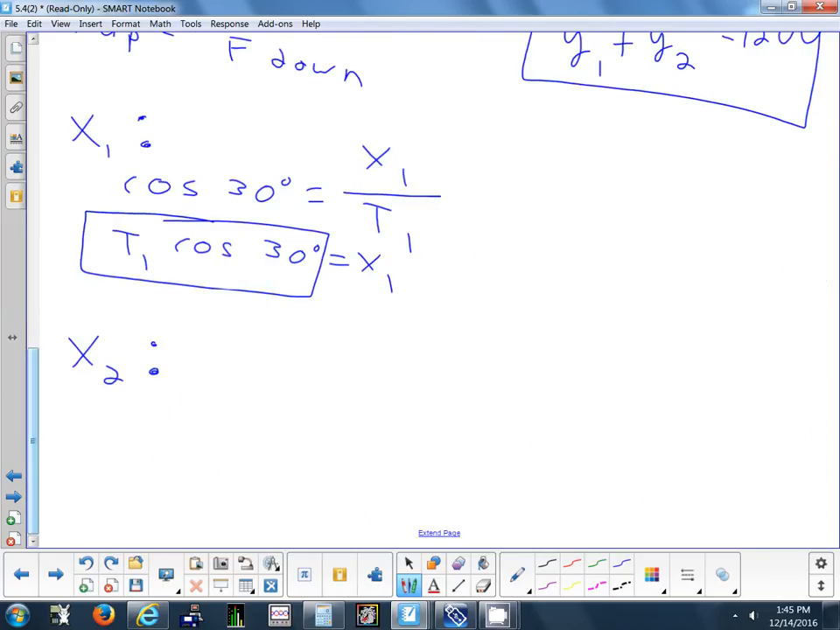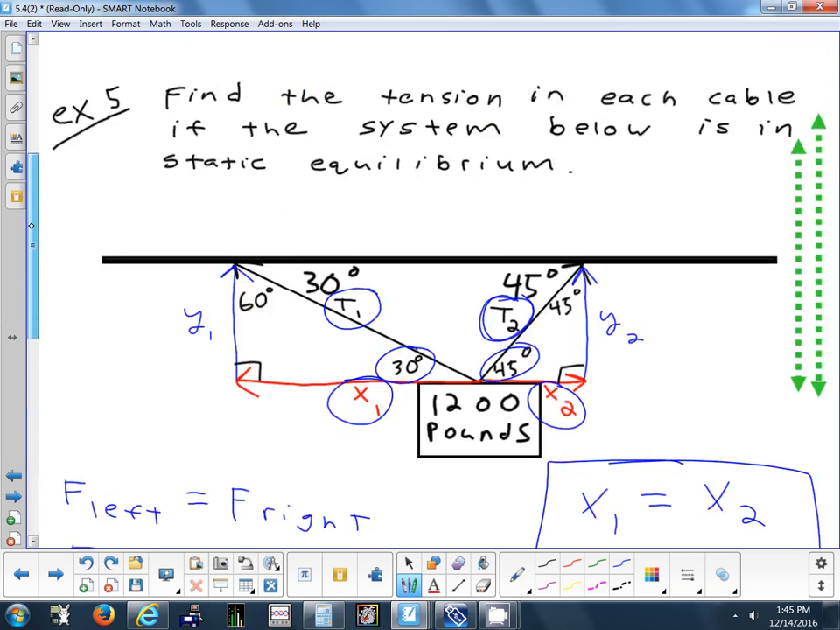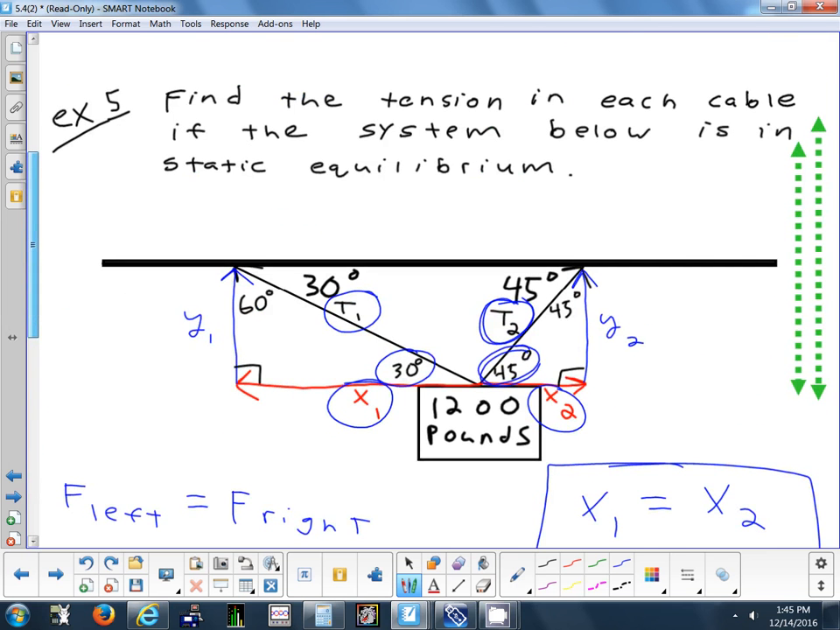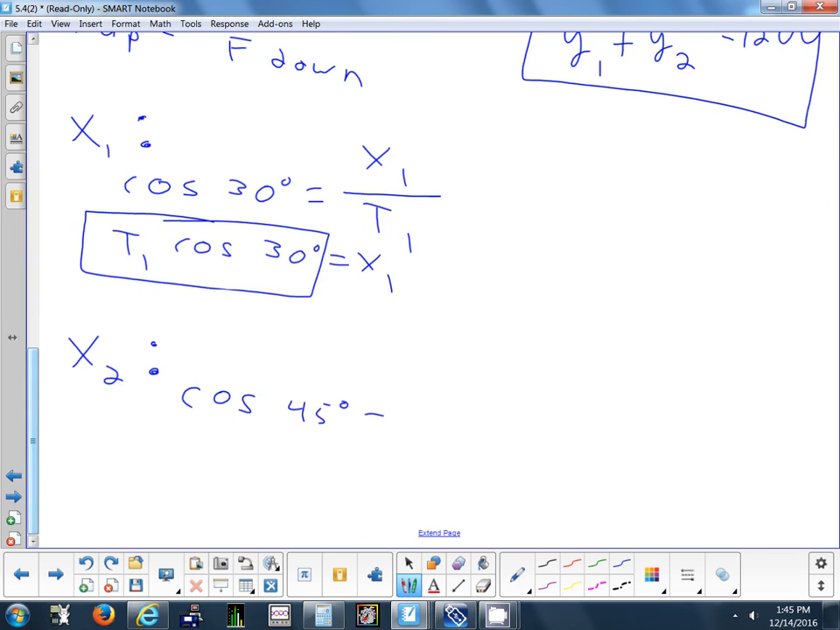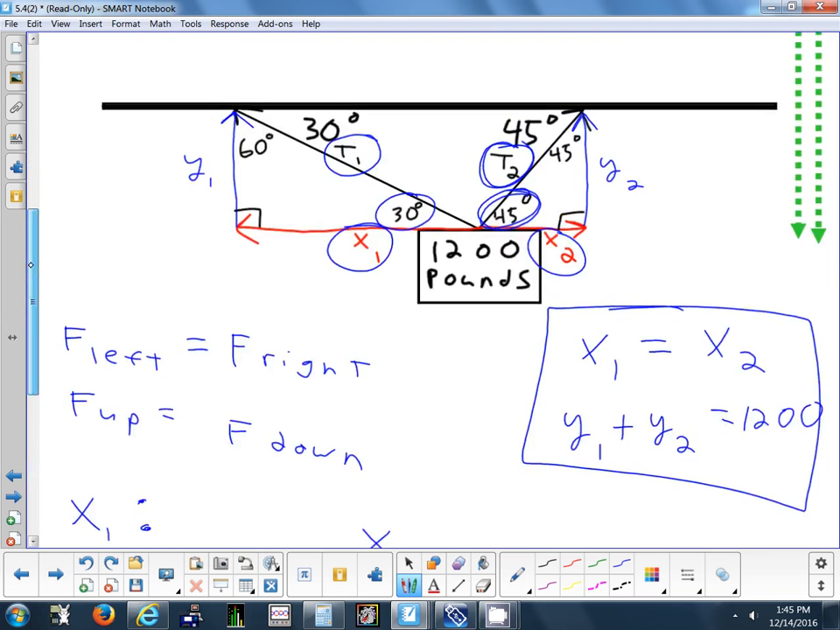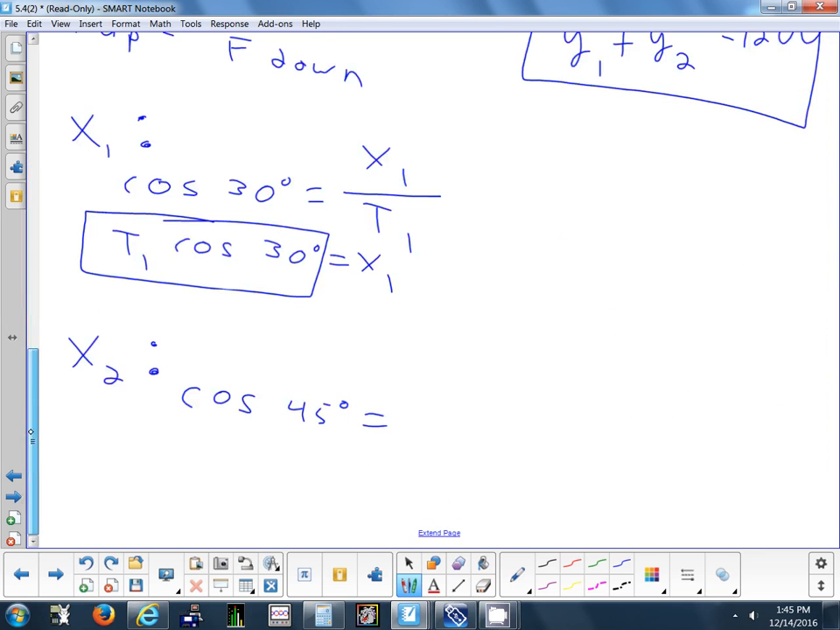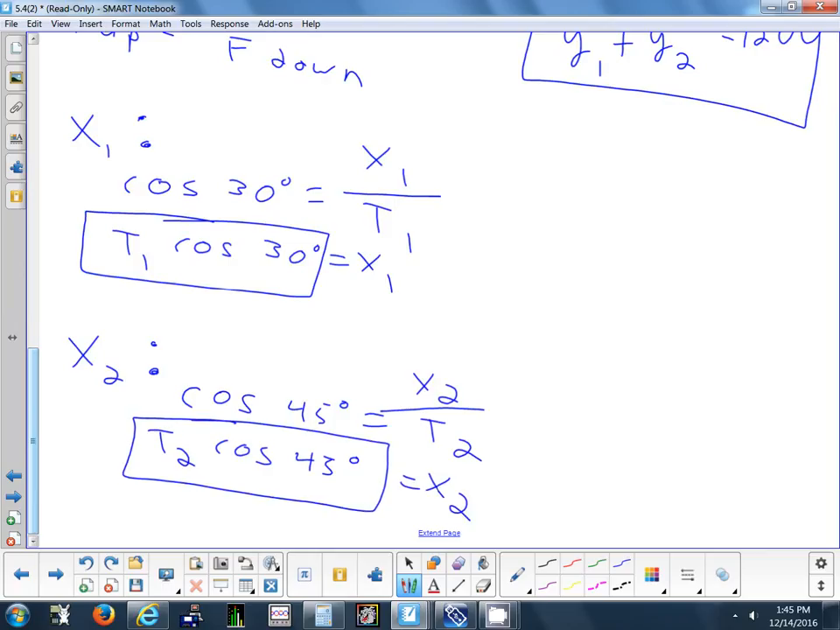So I've got cosine. This time my angle's not 30. My angle is 45 degrees. I'm in that other triangle. The side adjacent, X2. The hypotenuse, T2. And now how do I get a formula for X2? Multiply by T2. T2 cosine 45. So there's our formula for X2.